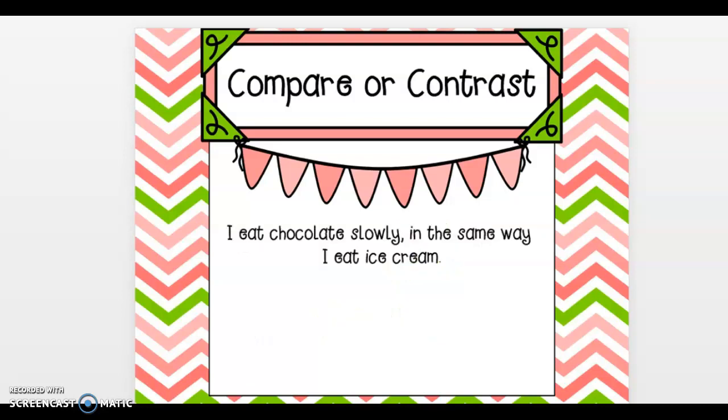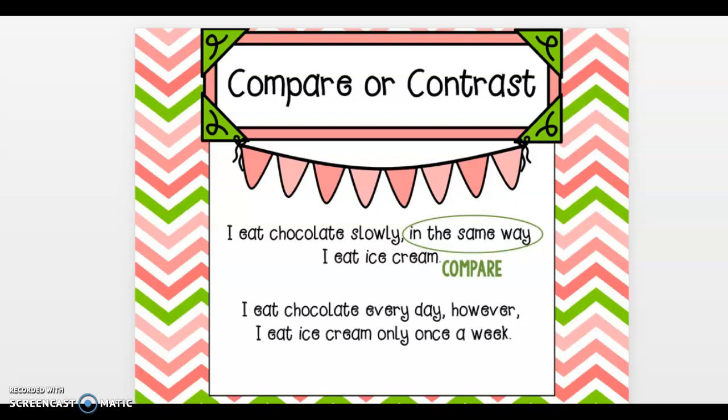Okay, next sentence. I eat chocolate slowly in the same way I eat ice cream. Now this hint or clue is actually more than one word. So what do you think it is? That is correct. In the same way. And is it comparing or contrasting? Yep, it is comparing. I eat chocolate every day. However, I eat ice cream only once a week. Okay, the clue or hint word, and it is just one word this time. However, and is it comparing or contrasting? Yep, it is contrasting.